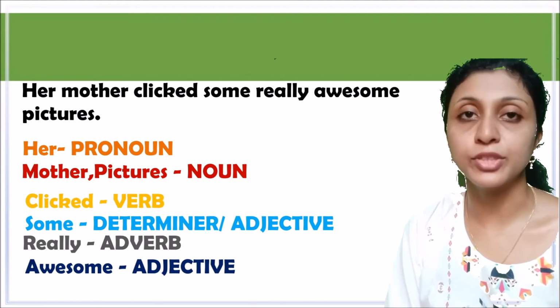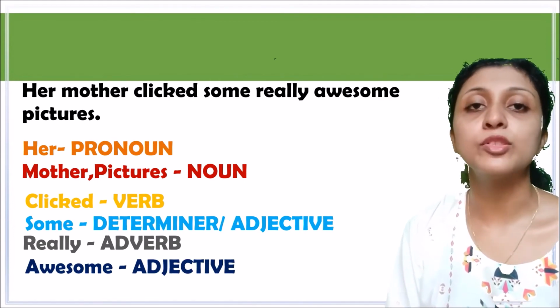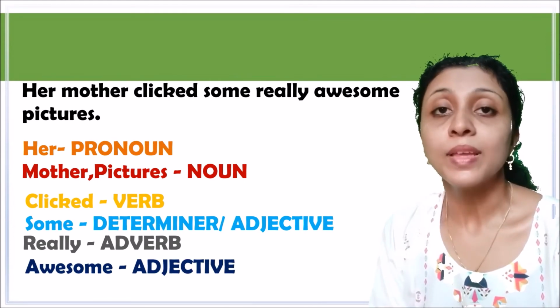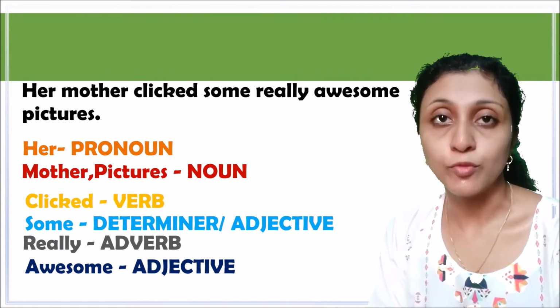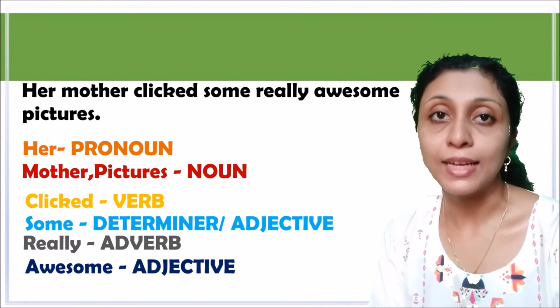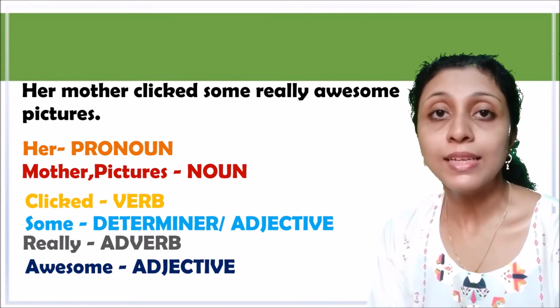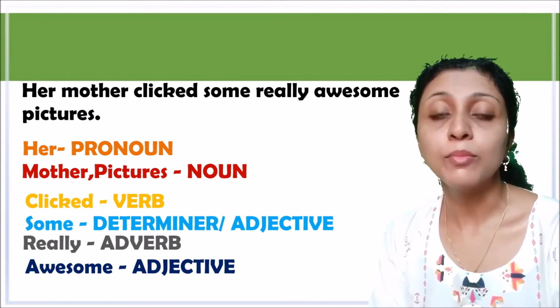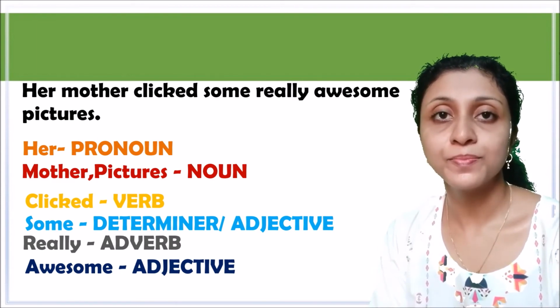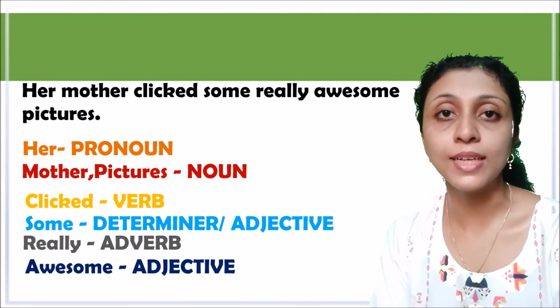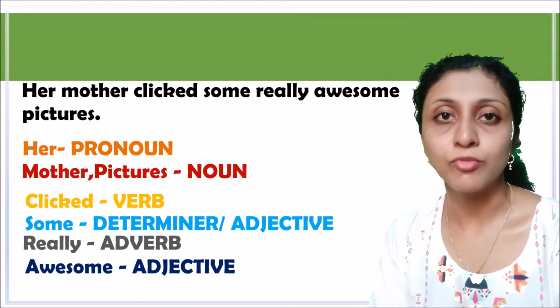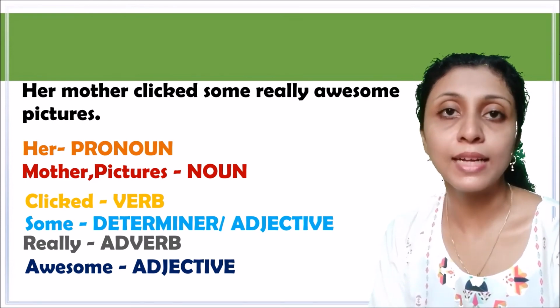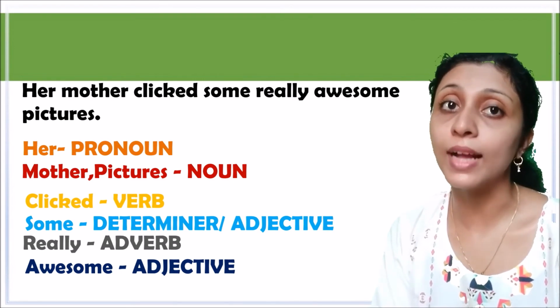Some, really is an adverb. Awesome is an adjective. Pictures is going to be the noun. So here really is the adverb and awesome is an adjective. Really is an adverb here as it is modifying the adjective awesome, and we know that adverbs can describe verbs, and can modify other adjectives as well as other adverbs. So this is the way you identify the different parts of speech in a particular text.